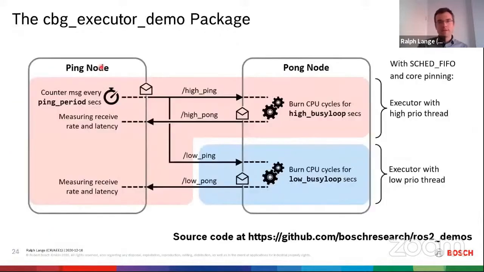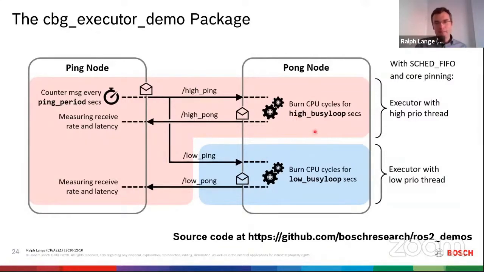So what can you do with this? For example, you have two nodes. Let's call it ping node and pong node. The ping node sends two messages on two paths, a ping periodically, and the pong node receives it, does some heavy computations on receiving of these messages and returns a pong.